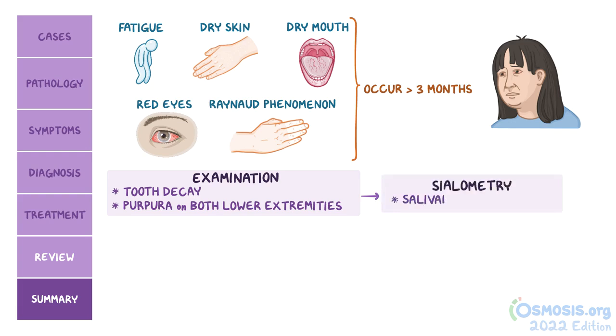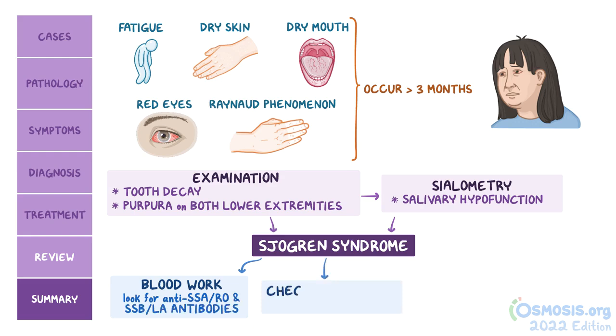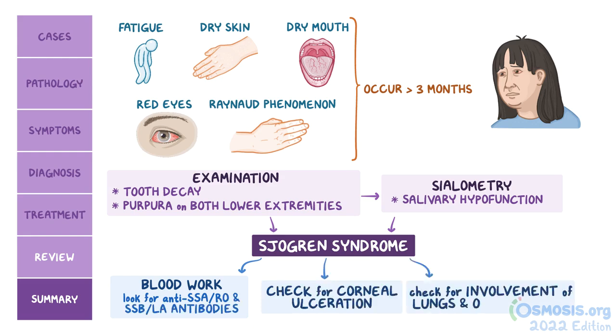Sialometry detected salivary hypofunction, and together with her symptoms, should be enough to diagnose Sjogren syndrome. The next step would be blood work to look for anti-SSA-Ro and anti-SSB-La antibodies, and to check for signs of corneal ulceration, as well as involvement of the lungs and other organs.